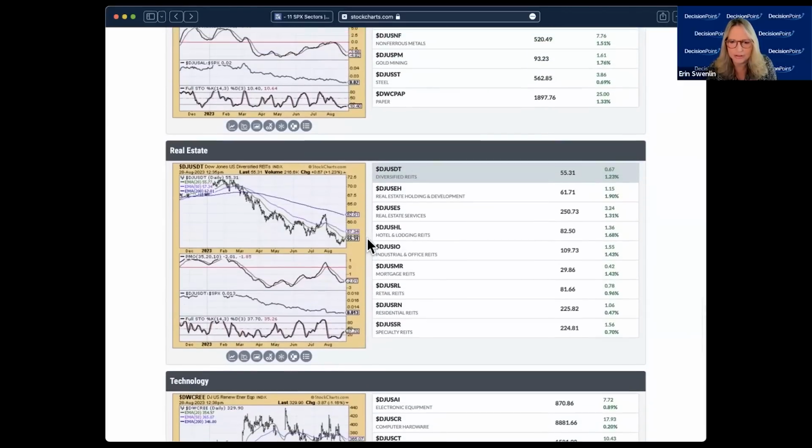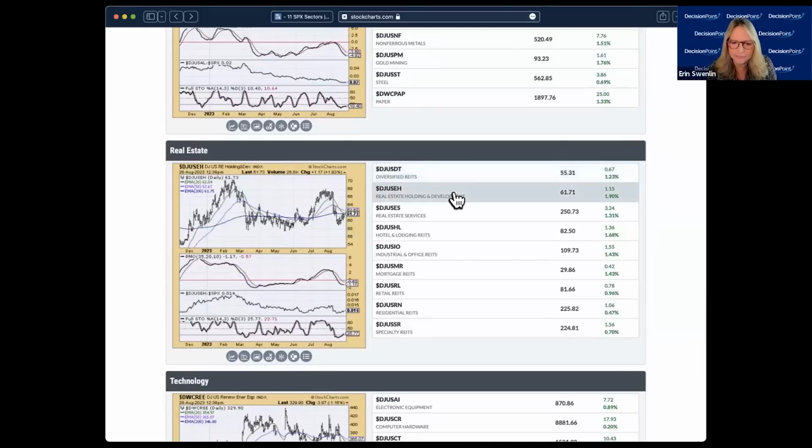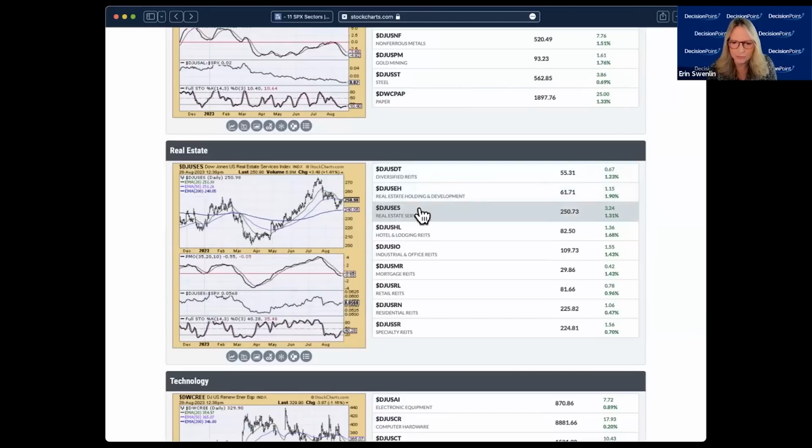All right, real estate was one of the other areas that looked interesting. Diversified REITs making a move with a rising PMO. I like the look of that. Real estate holdings, nice reversal going on. PMO getting ready to turn back up, stochastics rising. Real estate services, still in a declining trend here, but trying to make its way above the 20 and 50-day EMAs. PMO is ticking upward.